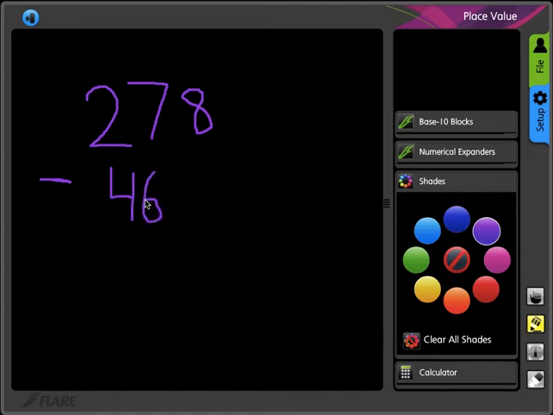Uh-oh. Silly Miss Weber, why is this not okay? Because my hundreds, tens, and ones are not lined up. 46. 6 is my 1, so 6 has to go underneath the 8, right? So let's try that again. Take away 46.